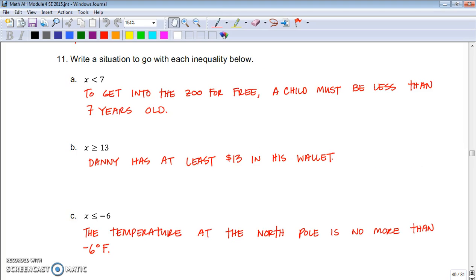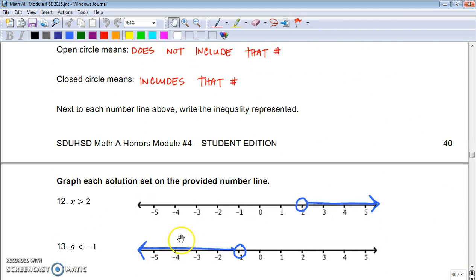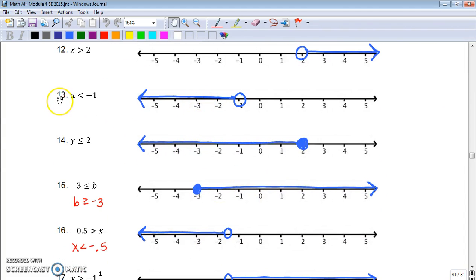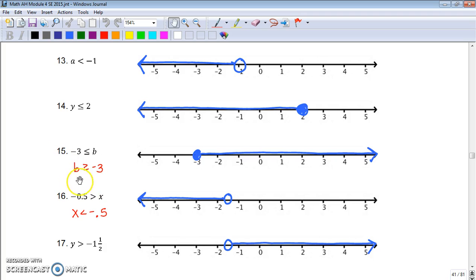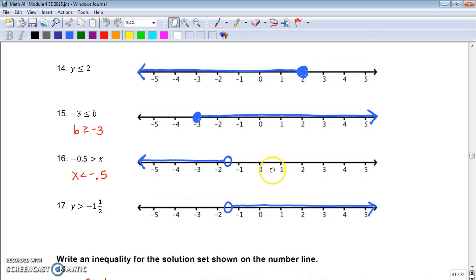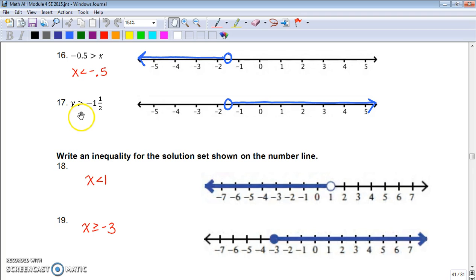Let's see how we did on those problems. So you tried number 13. It was an open circle at 1 and shaded to the left. You also tried 15. Hopefully you rewrote it. And since it now reads b is greater than or equal to -3, you put a filled in circle at -3 and you shaded to the right with an arrow on the end. And number 17, y is greater than -1.5. So open circle in between -1 and -2 and shaded to the right.